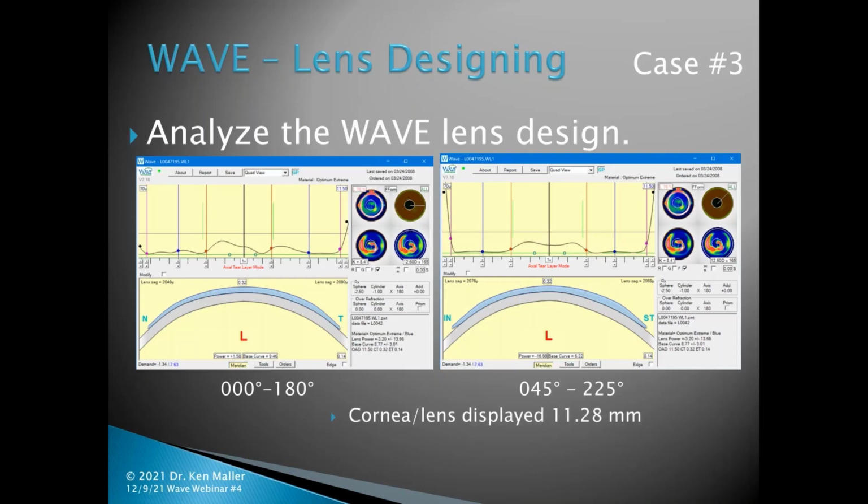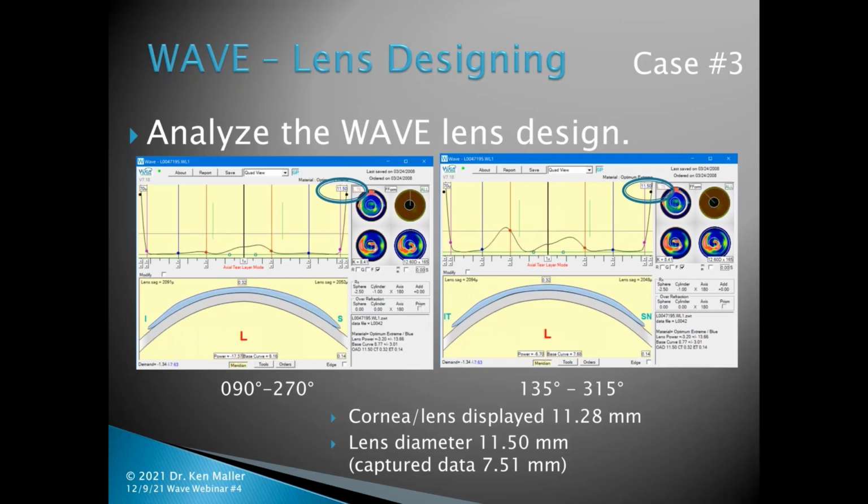Okay, the cornea displayed is at 11.28 and our lens diameter is 11.5, but remember, we only have real data out to 7.5 millimeters. So a lot of the periphery of this lens really is made-up data, and so we really have to take all of the periphery that we're designing into this lens and its relationship with the cornea with a grain of salt. And we know even once we get the lens on this particular eye, we're going to have to do some troubleshooting about what's going on there.